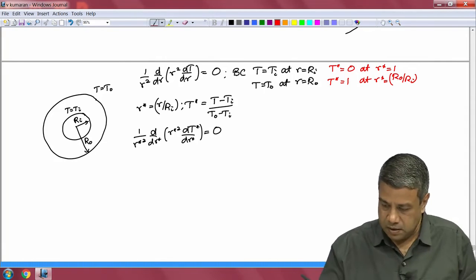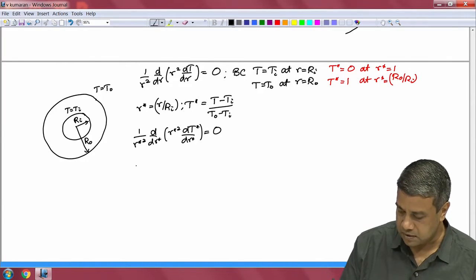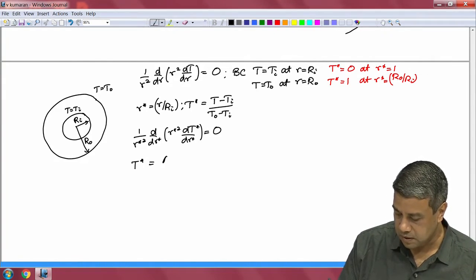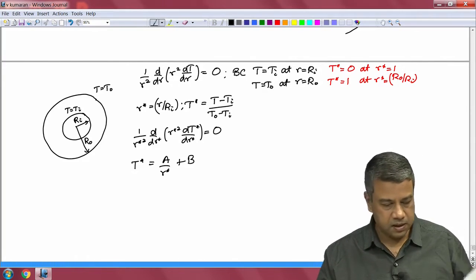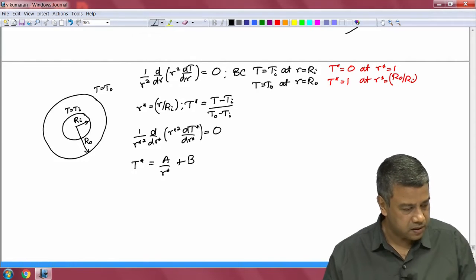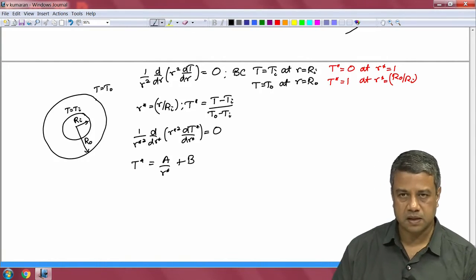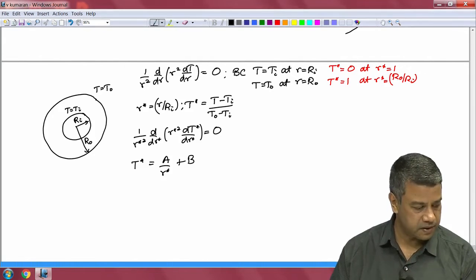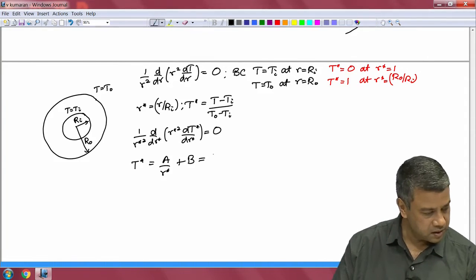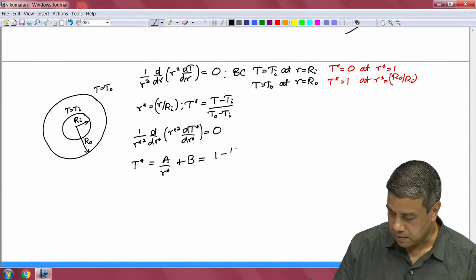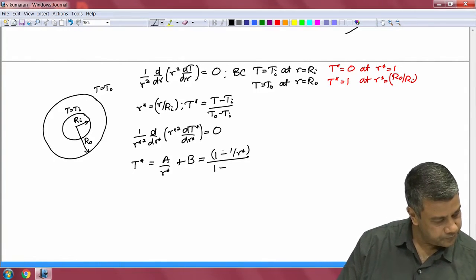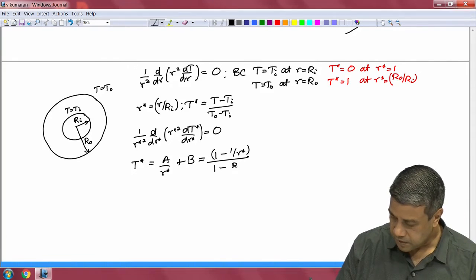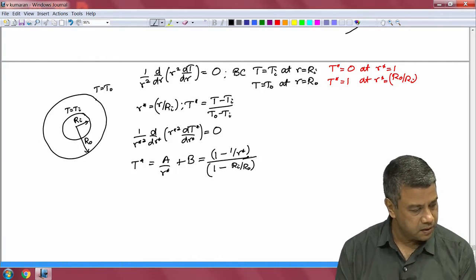So, the equation can now be easily solved. The solution is the same as what we had earlier: T star is equal to A by r star plus B. And this A and B have to be determined from the boundary conditions. I will not go into the calculation here, I will just give you the result and it will become obvious that this is the solution. This is equal to 1 minus 1 by r star, divided by 1 minus r_i by r_o. That is the solution.